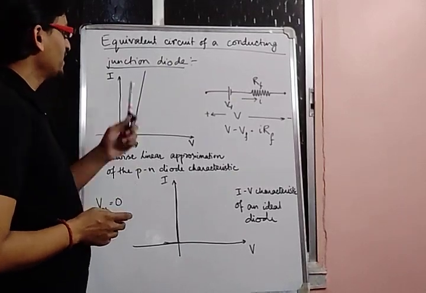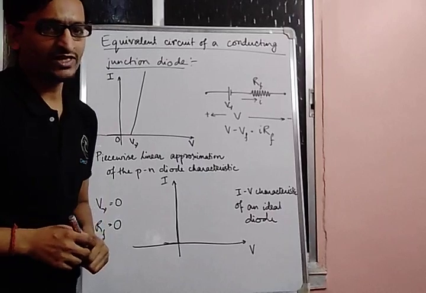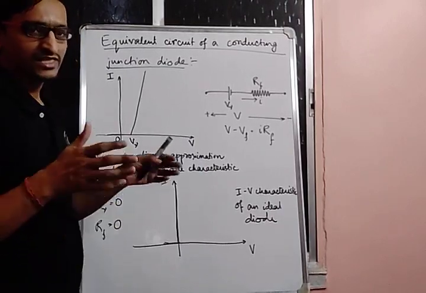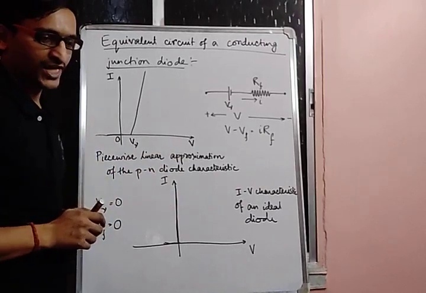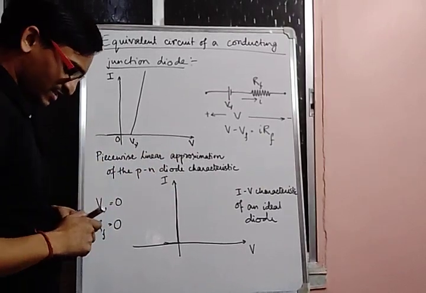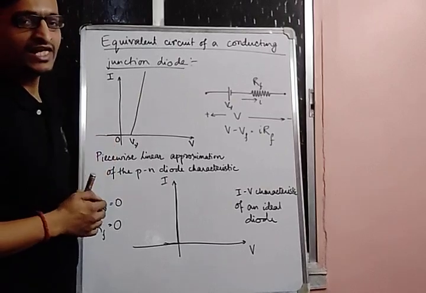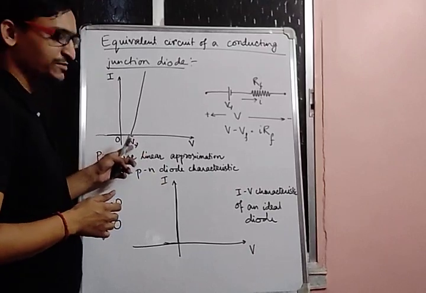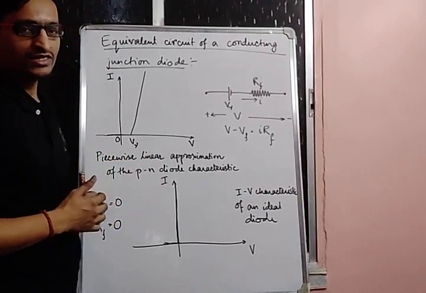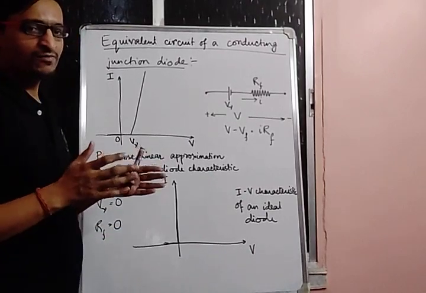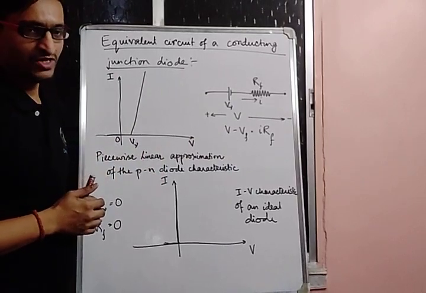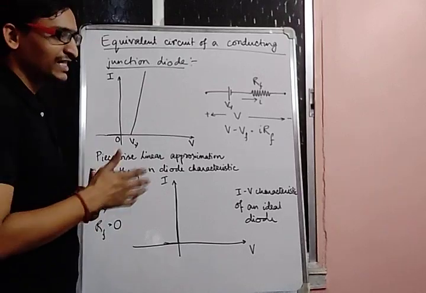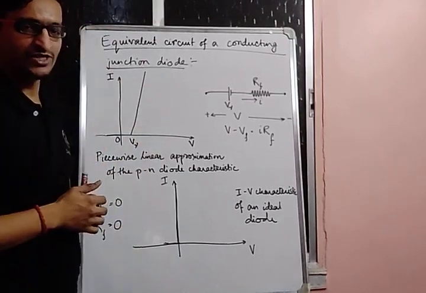So now we will be looking into the equivalent circuit of a conducting junction diode. Conducting junction diode, that means the diode is forward biased. What we had seen from the IV characteristic is that below the threshold voltage or cut-in voltage, which is represented by V gamma, the current flowing through the forward bias diode is very small. As the voltage goes beyond the cut-in voltage, the current starts to rise exponentially.